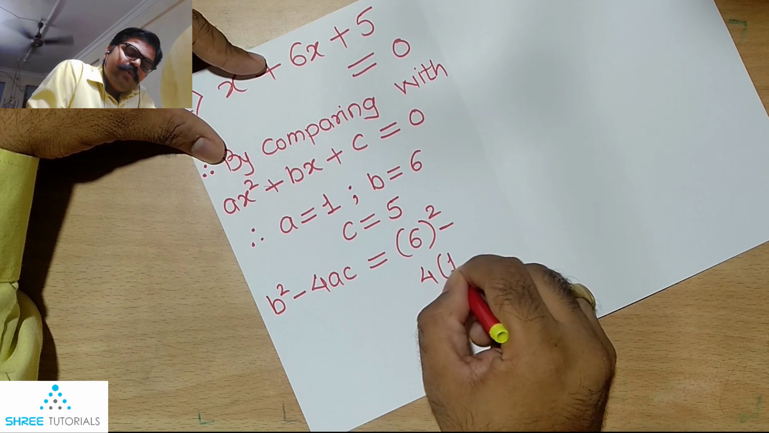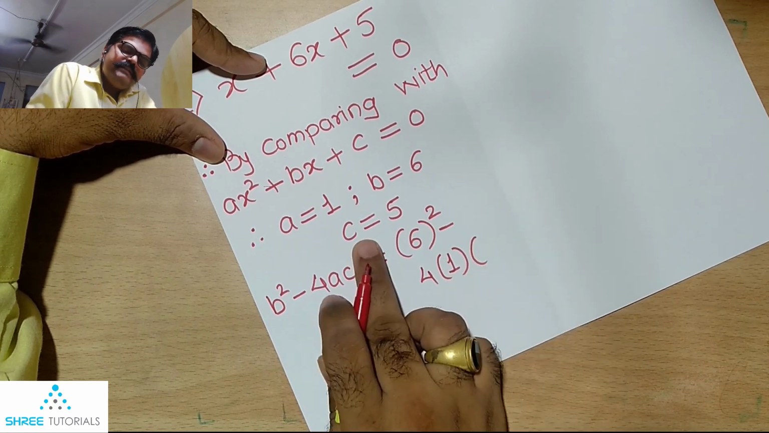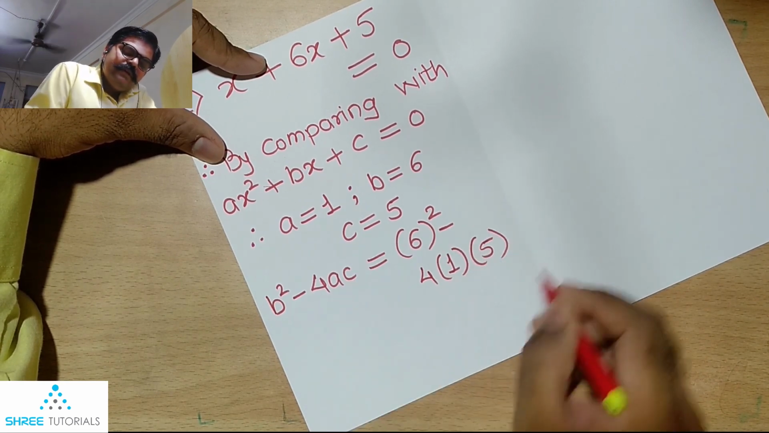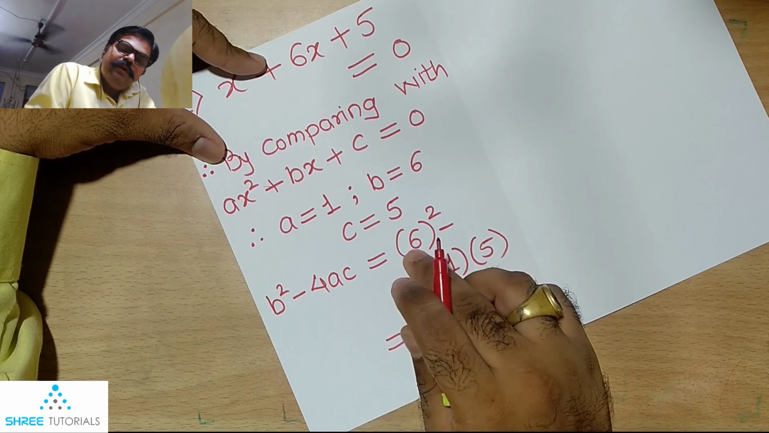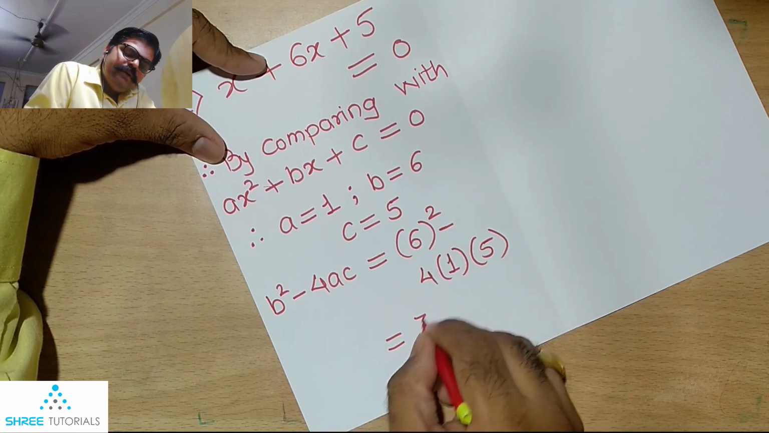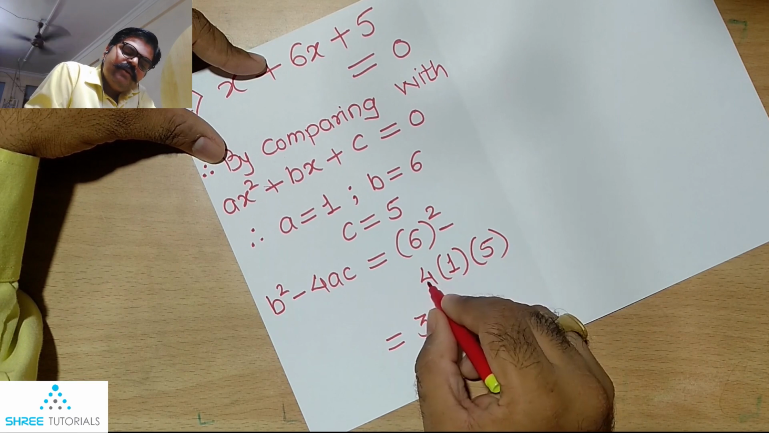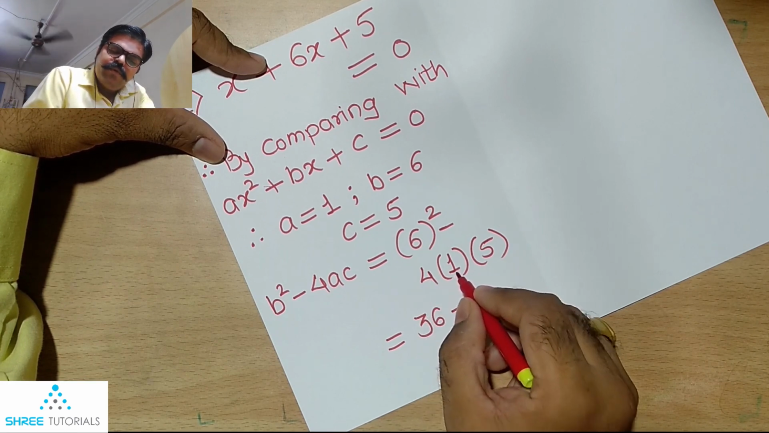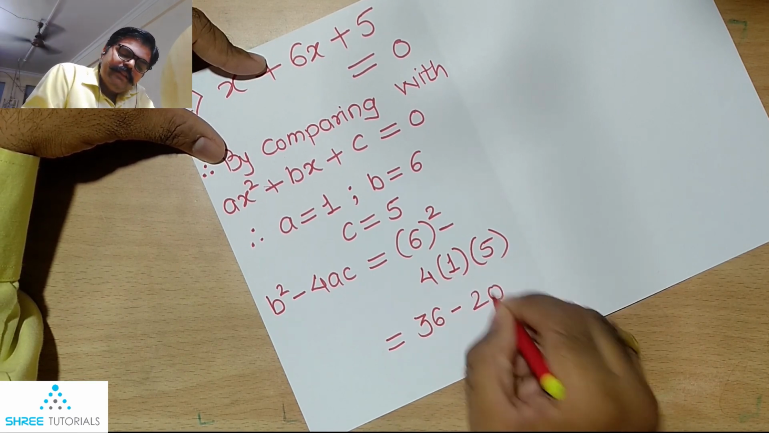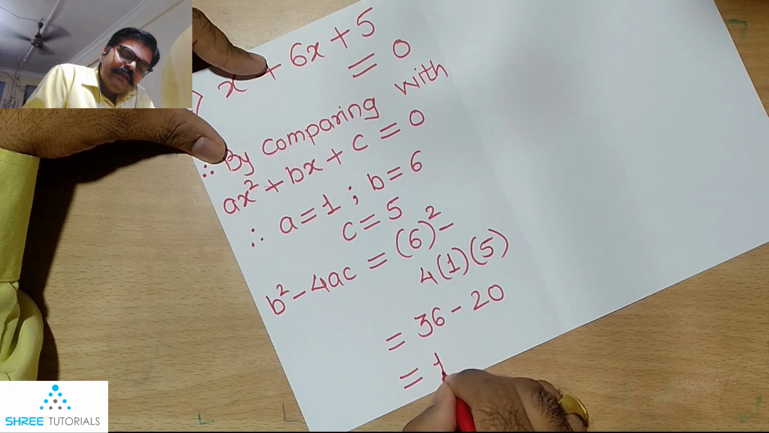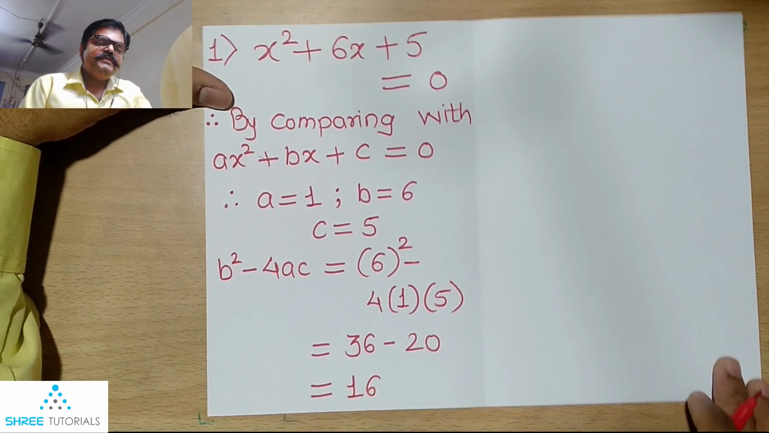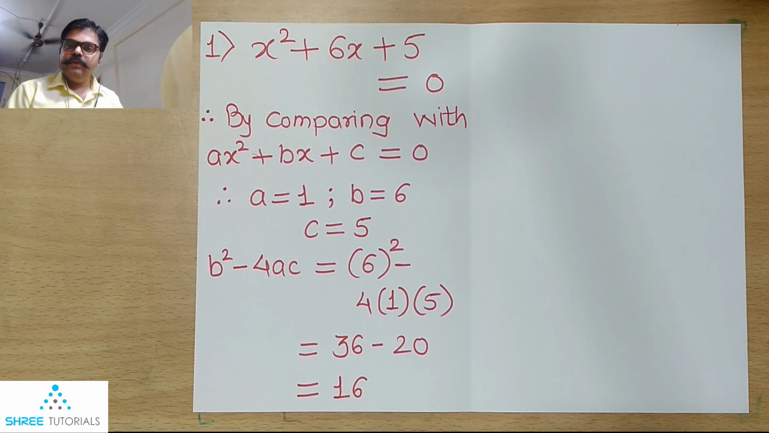The a's value was just 1 and c's value was 5. Let us try to solve this together. Therefore b's value is going to be 36 minus 4 ones are 4, 4 multiplied by 5, that will be 20. Therefore this subtraction will give us 16.